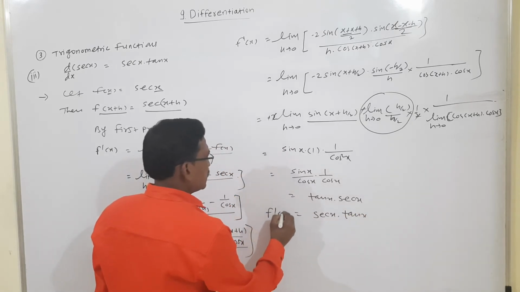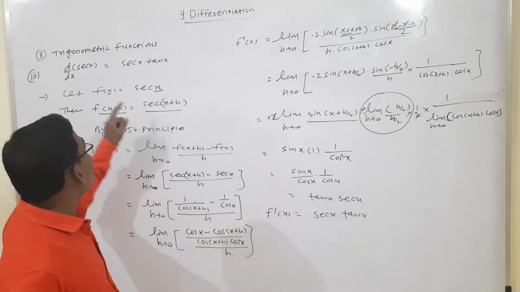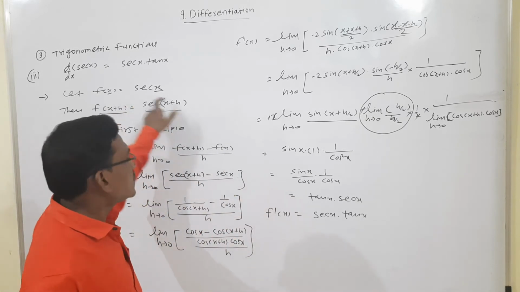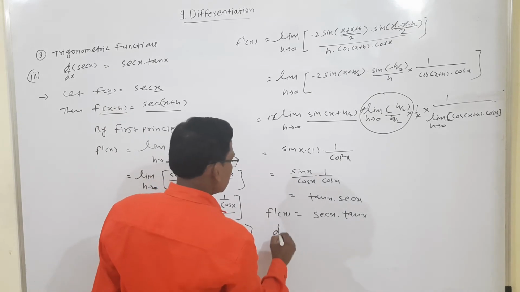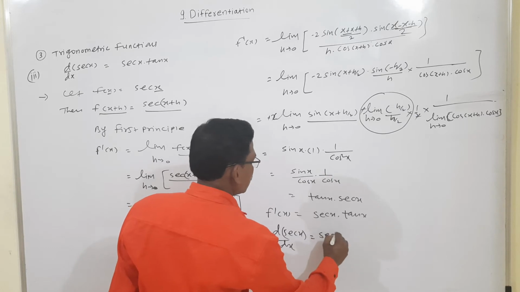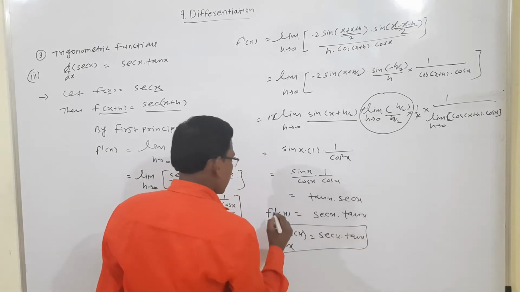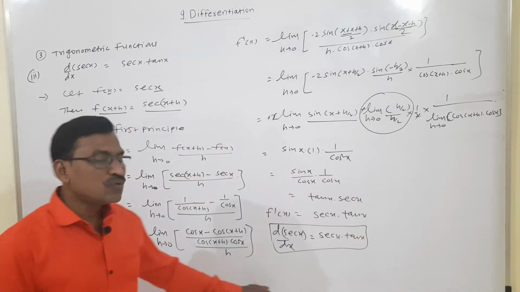This is nothing but f dash x. So f dash x is the derivative of f x. So the derivative of sec x is sec x into tan x. We may also write it in this way: f dash x, the derivative of the function sec x with respect to x, is equal to sec x into tan x. Hence, we find that the derivative of sec x is sec x into tan x.